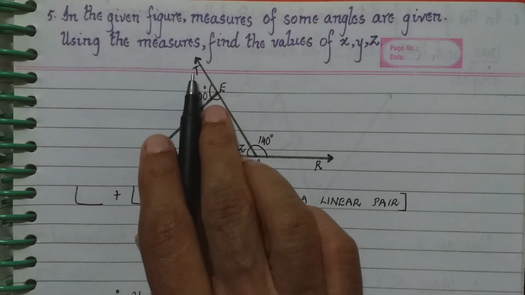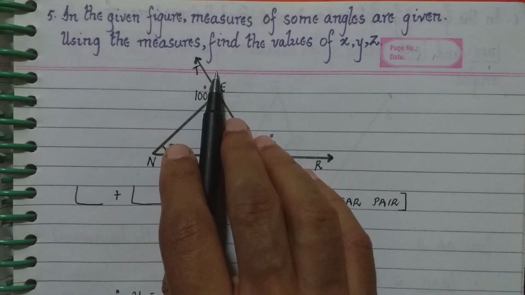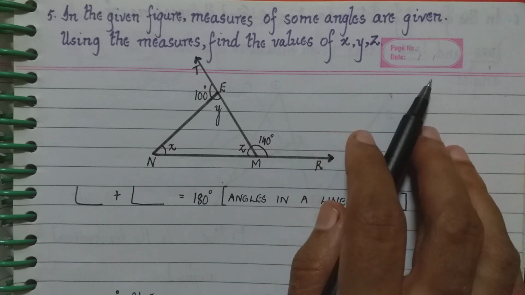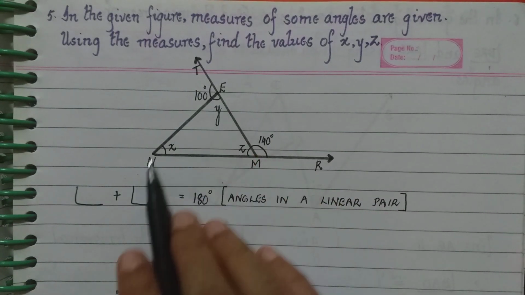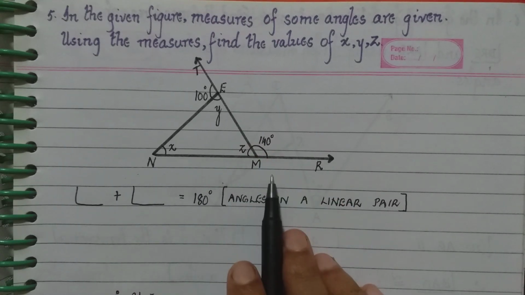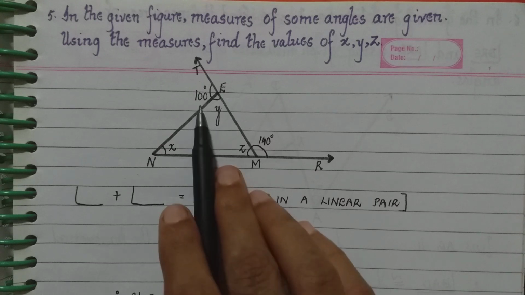Fifth question. In the given figure, measures of some angles are given. Using the measures, find the values of x, y and z. So you see a figure given here. This is a triangle ENM. You see here there are certain measures given of the angles.